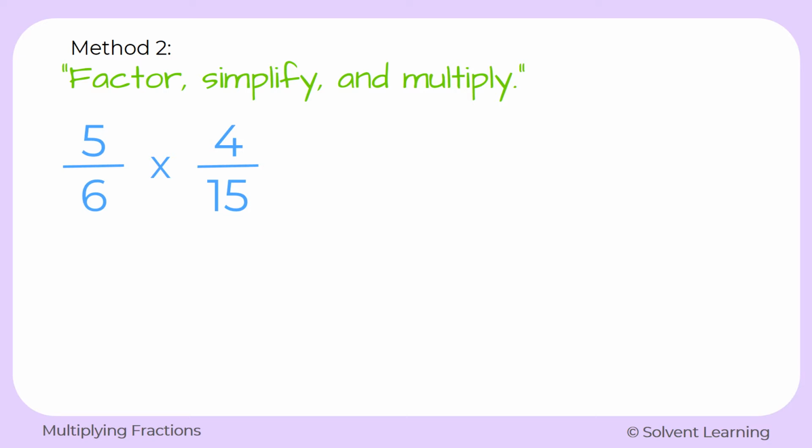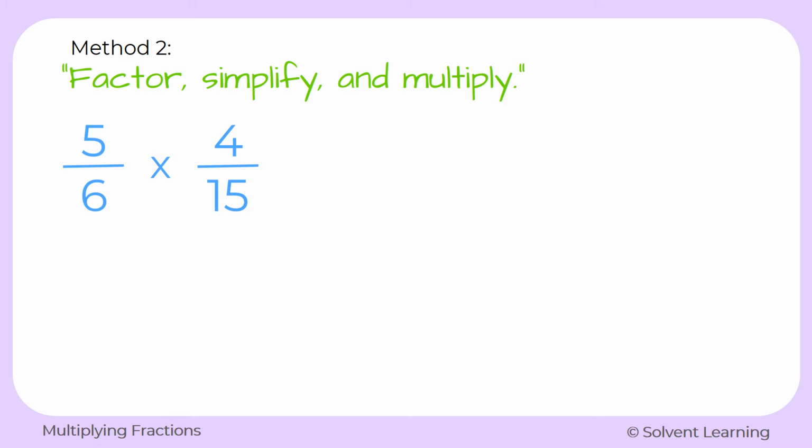Now we're going to look at the same example but using a slightly different strategy. This time we're going to factor the parts of each fraction first, simplify it, and then multiply. With this strategy, it's like we're simplifying the fraction first instead of waiting till the end to simplify it.